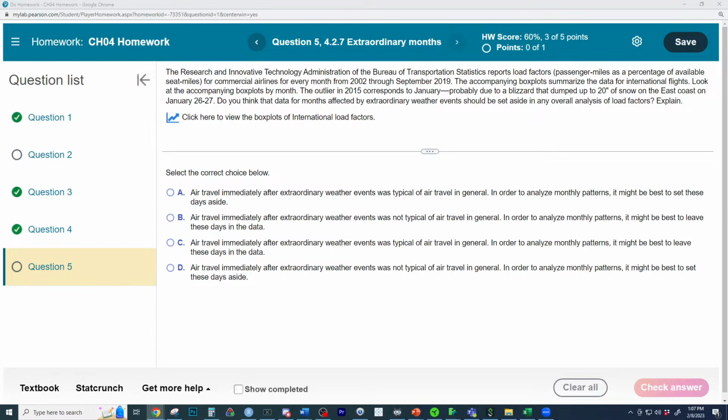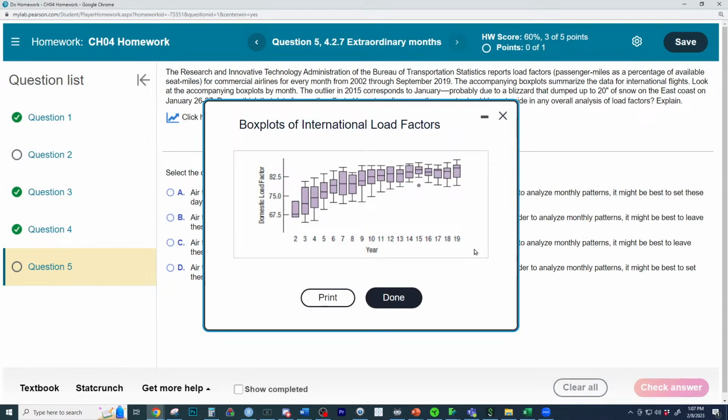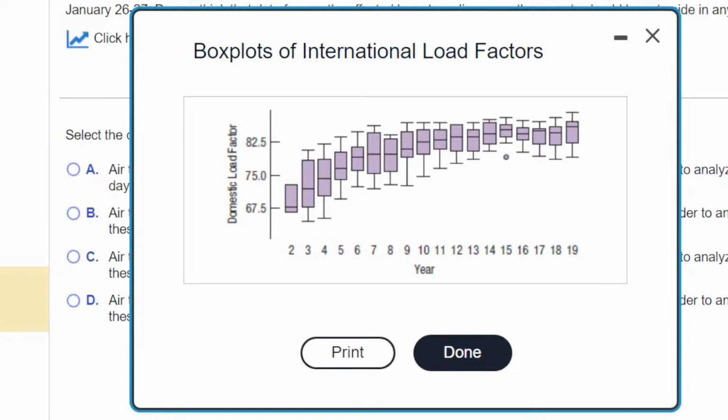Chapter 4, homework. Question 5. Let's do question 5 right here. So here we go with question 5, another of the load factors. This is very important to them. Whoa, look at this. We got a big increase from year to year to year. So you can really see the increase in medians right here. Once again, we're comparing multiple groups with box plots.